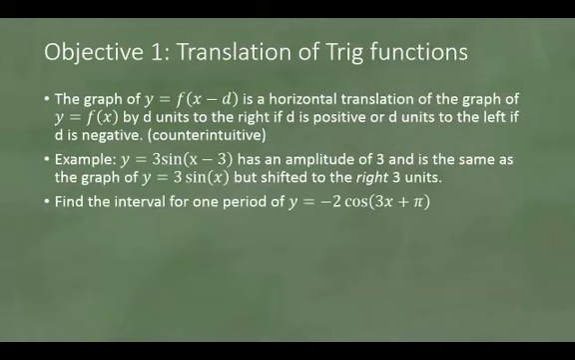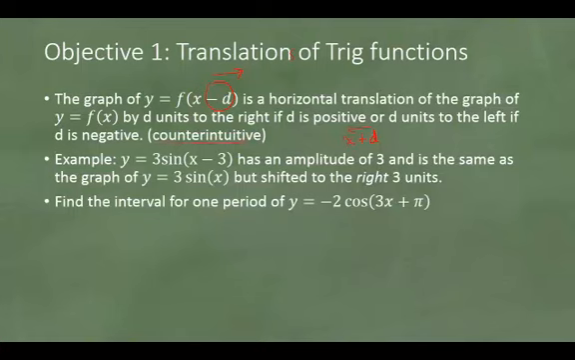Translations of trig functions. The graph of y is equal to f of x minus d is a horizontal translation of the graph of y is equal to f of x by d units to the right. So even though it says minus d, you shouldn't think left, you should think right. If you see something like x plus d, and this is assuming d is positive, then it's not to the right, but to the left. It's the opposite of what you would think.